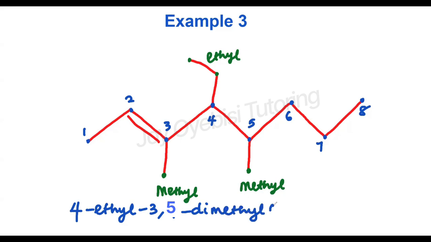and then I have oct. For the 8 carbons, the longest continuous chain is 8 carbons. So that will be oct. And this double bond starts from carbon 2, so oct-2. And then the double bond ends with ENE. That is the suffix for the double bond. So the name of this compound will be 4-ethyl-3,5-dimethyloct-2-ene.